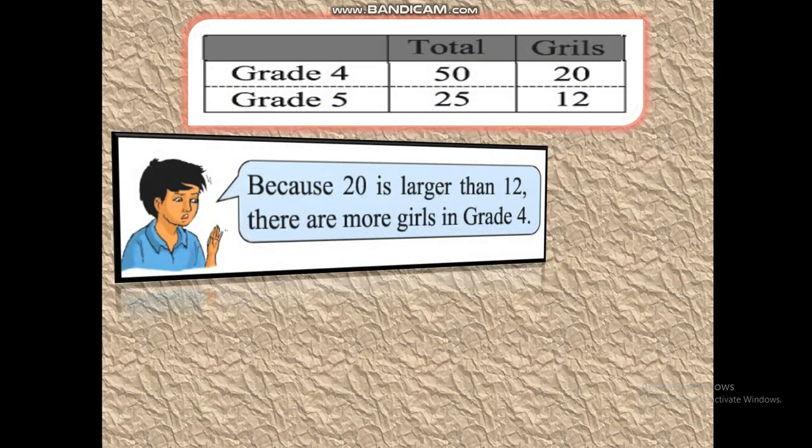The boy's name is Raju. Assume that the boy is Raju. He said that because 20 is larger than 12, there are more girls in grade 4. You can see in the above picture grade 4, grade 5. Grade 4 girl students is 20 and grade 5 girl students is 12. Raju said that 20 is larger than 12. That means grade 4 has more girls.